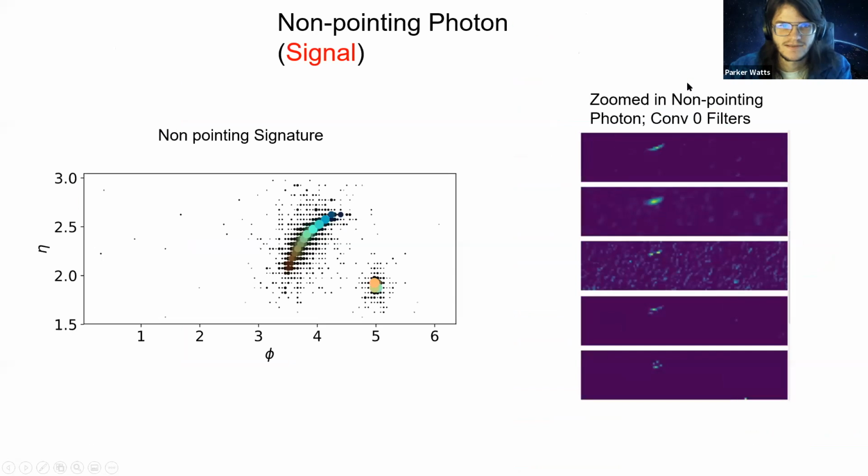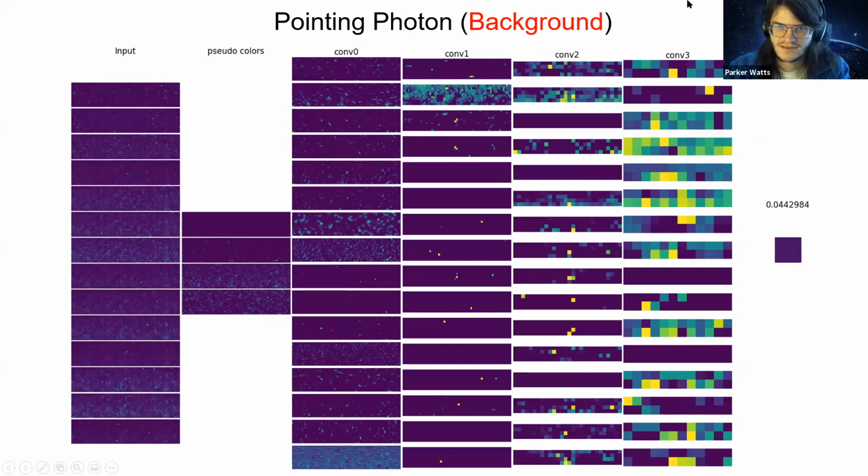And then I just put this next to the signature of the non-pointing photon so you can see how the neural network can recognize this sort of shape. And in contrast, here's a pointing photon, which is the background. And you don't get those activations in the convolutional layers. And the model, the final dense layer has low activation, meaning it's likely a pointing photon, and it was.